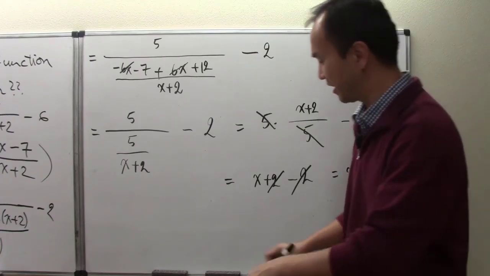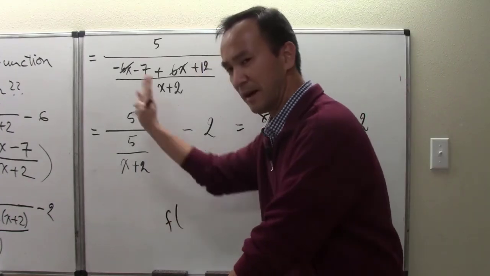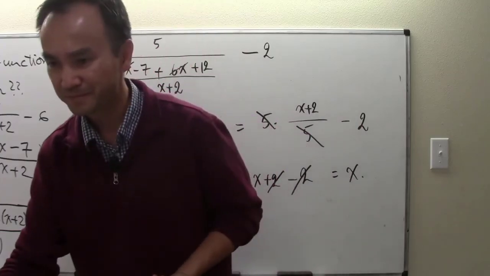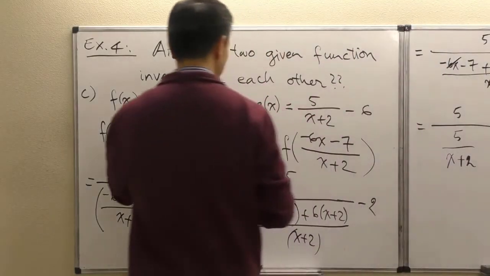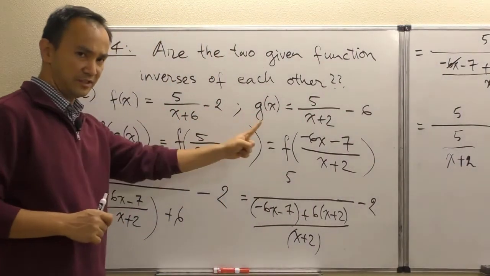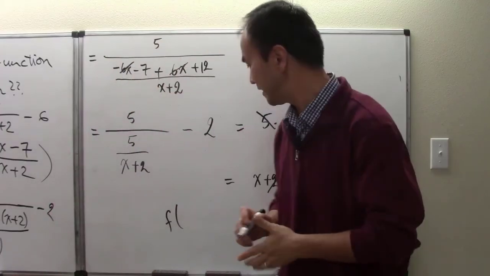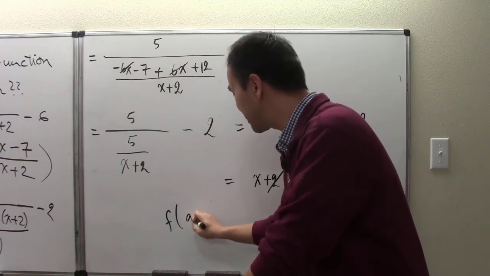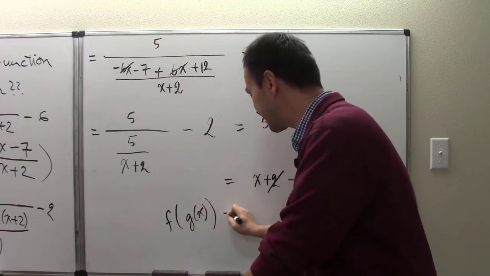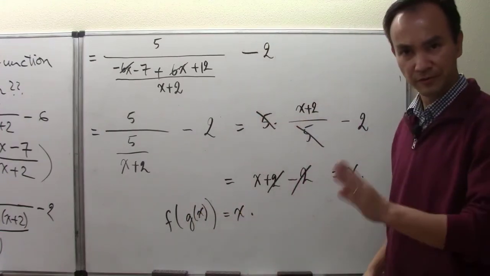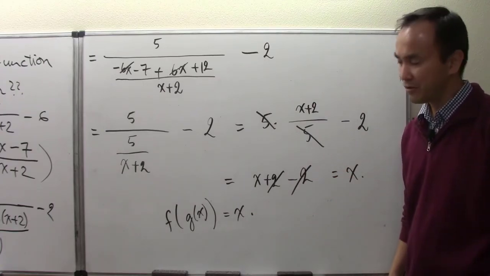In what way? Now we have made that conclusion about the two functions that we've had, f and g given here. I have found f of g does equal x. We found one of them.